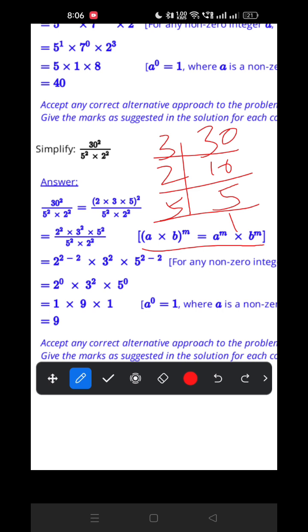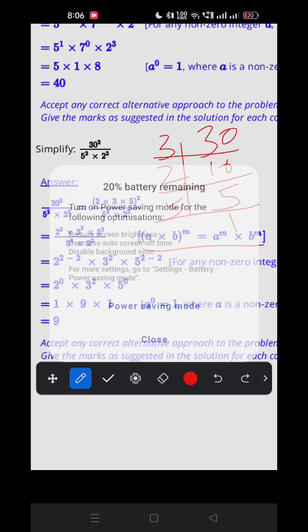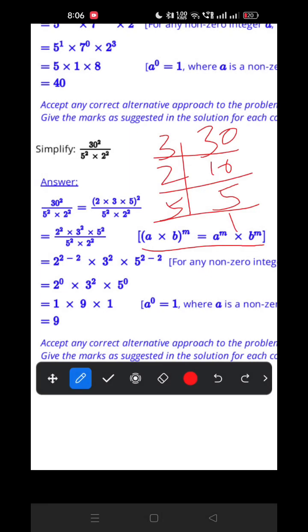Here also the same base, 2 and 2, so 2 raised to 2 minus 2, and there is a 3. Only one 3 is at the numerator side, so 3 square. And 5, the same base, 5 square minus 5 square. So we get 2 minus 2 is 0, 2 raised to 0, 3 square, 2 minus 2 again 0, 5 raised to 0. We know that for a non-zero integer a, a raised to 0 is always 1. So 2 raised to 0 is 1, 3 square is 9, 5 raised to 0 is always 1. After multiplication we get the answer 9.